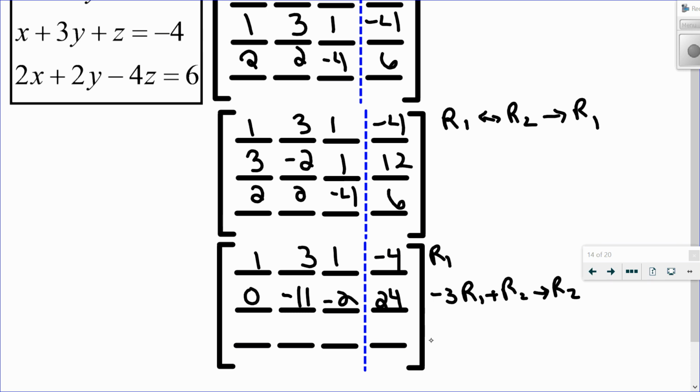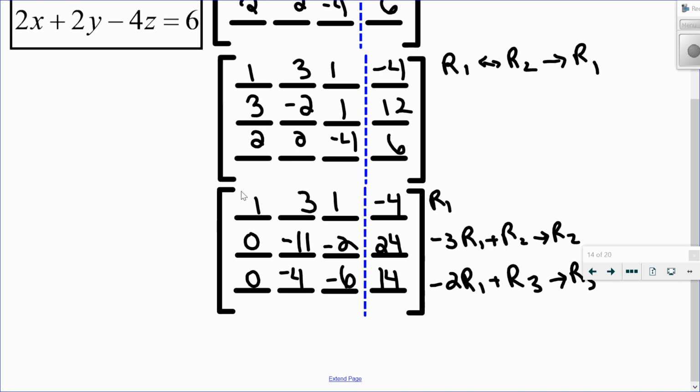And then do the same thing here. So -2 times row 1 plus row 3 onto row 3. So -2 times 1 is -2 plus 2 is 0. -2 times 3 is -6 plus 2 is -4. -2 times 1 is -2 plus -4 is -6. And -2 times -4 is +8 plus 6 is 14.